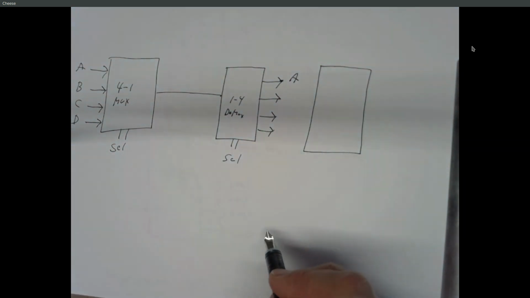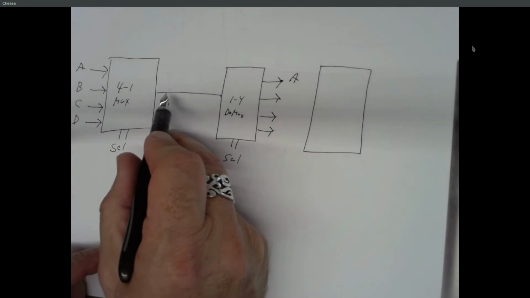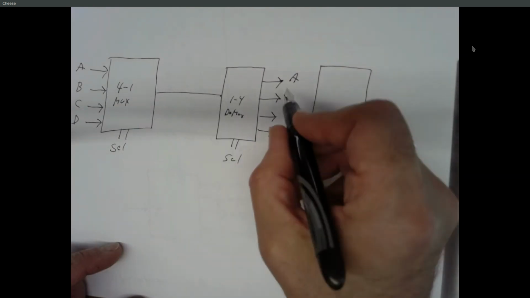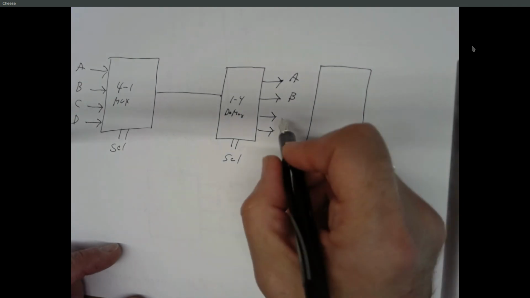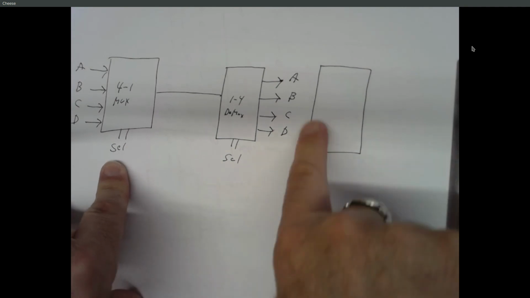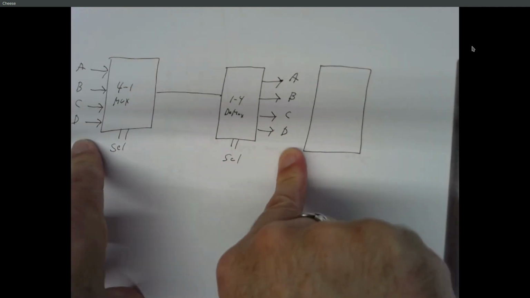And if we set the select line to 0, 1, then B will go to the output, and the input here will go to the second output. So that looks like B. And so by changing these select lines, we can cause these outputs to match these inputs.